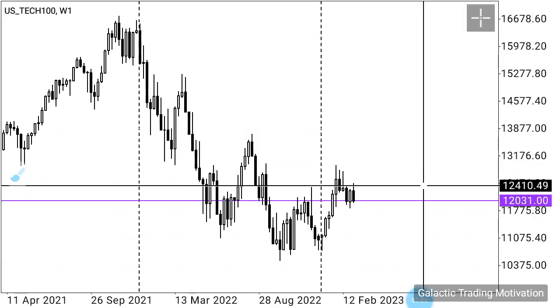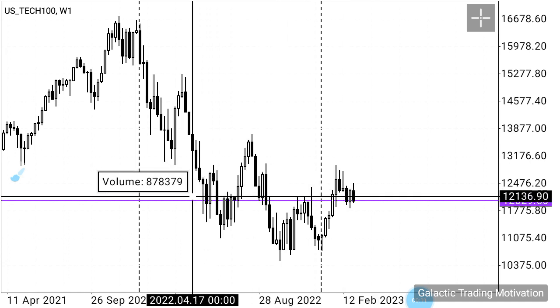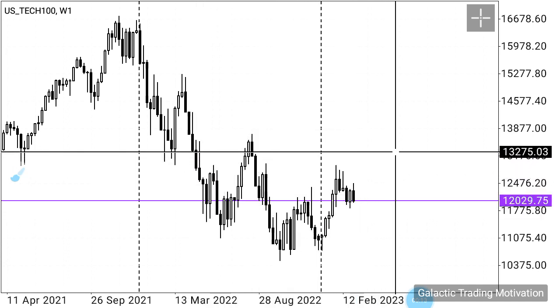Let us have a look at Nasdaq 100, and we will be starting off our analysis on the weekly chart. And yeah, without wasting any further time, guys, let's get straight into the actual analysis.